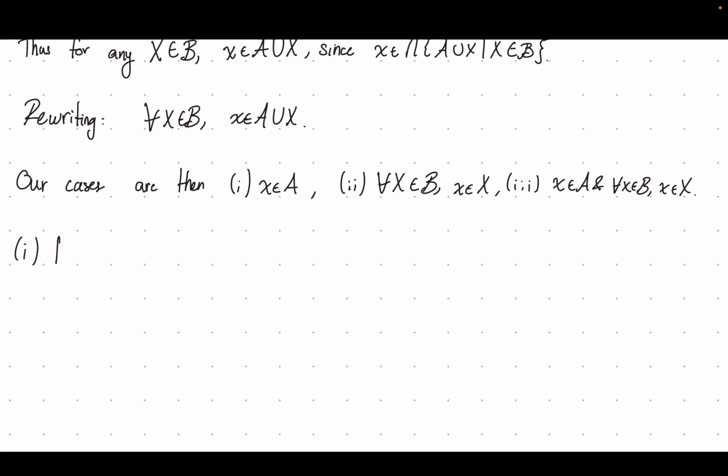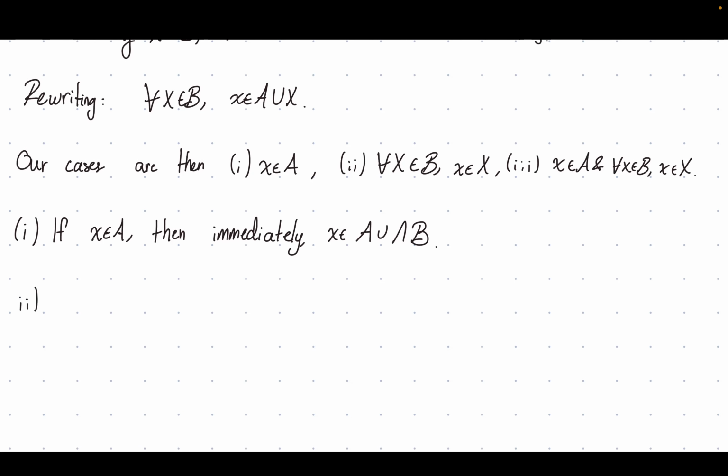As you can see, case one: if x is in A, then immediately x is in A union anything, so we can just pick it's in A union the intersection of B. So yeah, that's pretty, we're cheesing math right now.